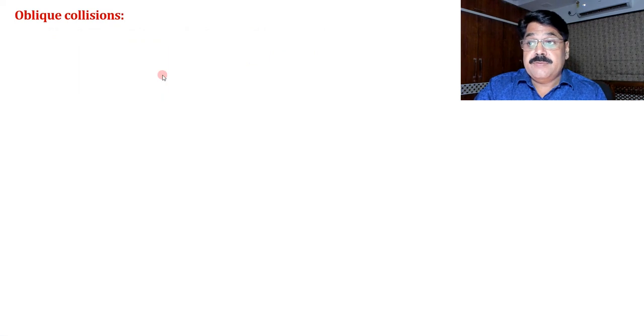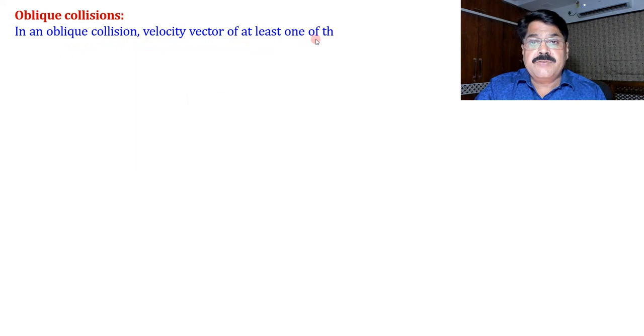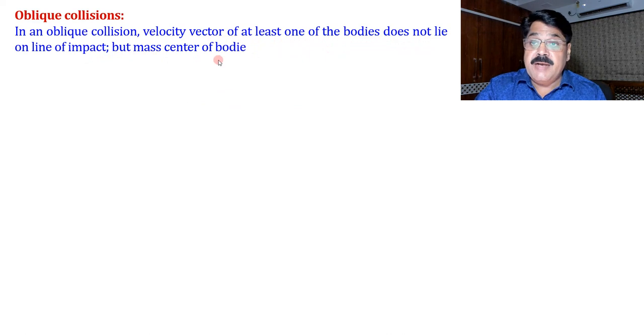Oblique collision. In an oblique collision, the velocity vector of at least one of the bodies does not lie on the line of impact, but the mass centers of the bodies must lie on the line of impact. This second condition, that the mass center must lie on the line of impact, is because of central collision, and it prevents any change in the state of rotation. Actually, if the mass center of any of the bodies does not lie on the common line of impact, the state of rotation of that body will change. And that idea we can discuss only after studying rotational motion.